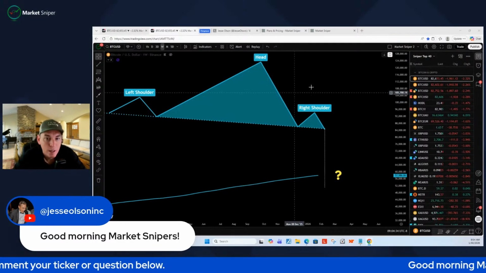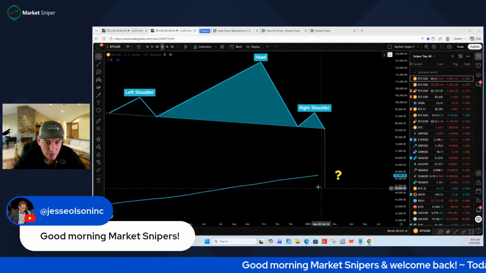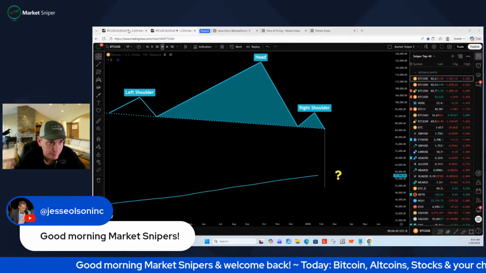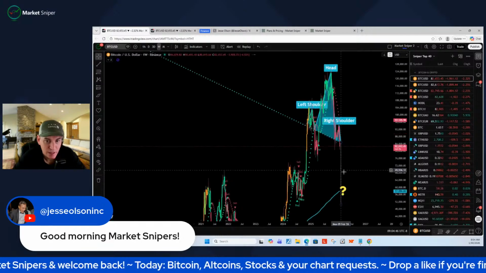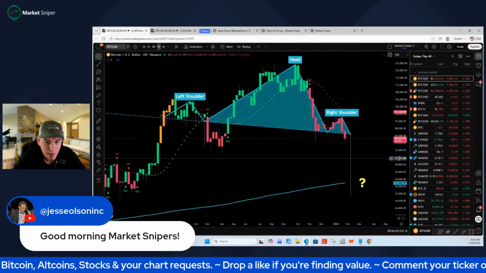So left shoulder, head, right shoulder. That's kind of what we have. That's what we're looking at. This is the weekly chart. So that's what it looks like with the actual candles on.